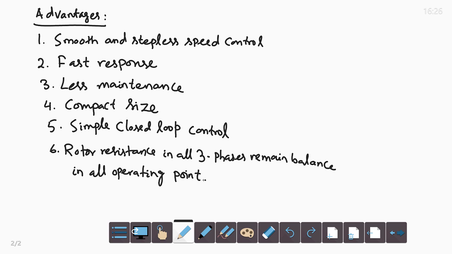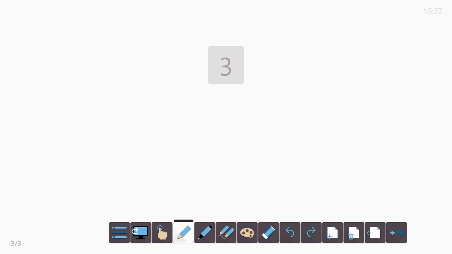There is also one disadvantage. Disadvantage is derating compared to conventional methods of rotor resistance control. Derating is more, that we will discuss after the detailed derivation of the derating factor, which we are going to do now. So, let us do the Fourier series expansion.